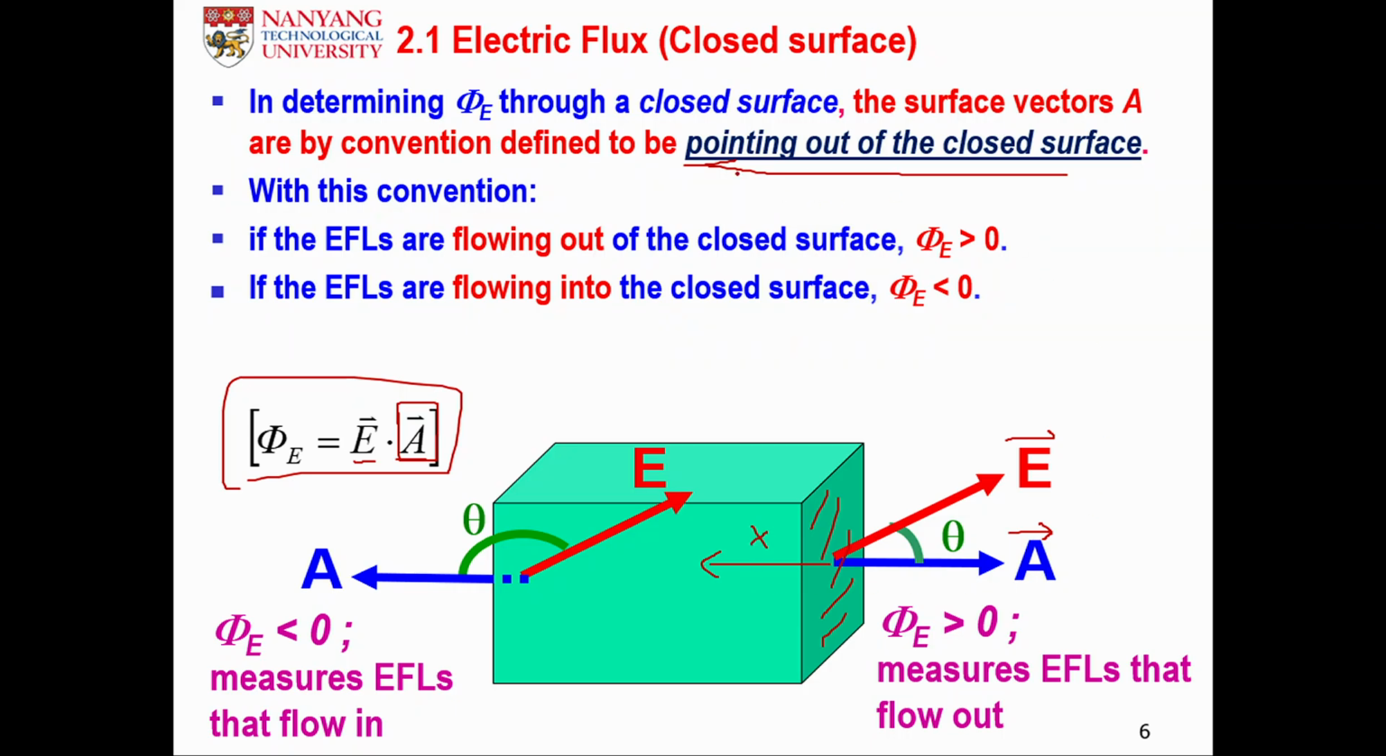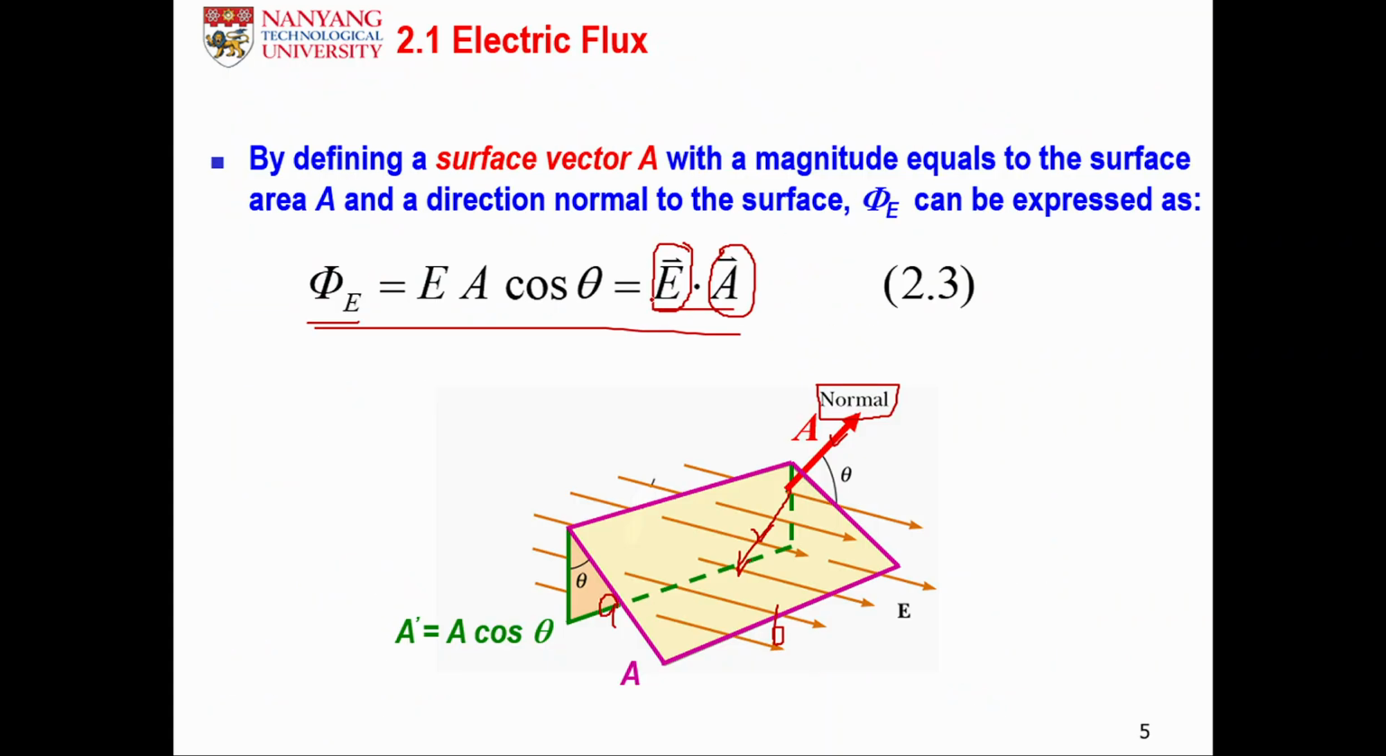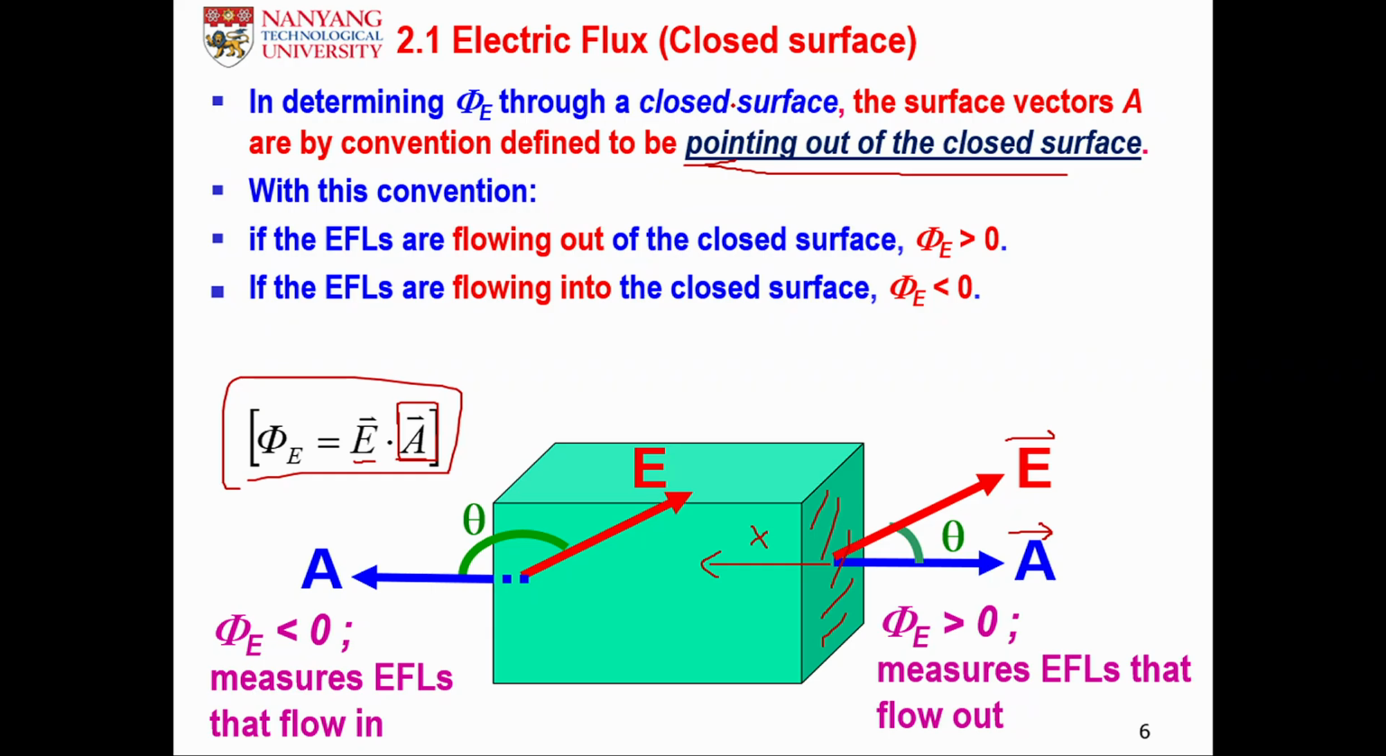So this is the so-called pointing out of the closed surface. So pay attention to the difference. If it is an open surface, you have two options to define the vector A. If it is a closed surface, you have only one option. And again, most of the time the case we deal with is a closed surface, meaning this kind of definition is more relevant for us.